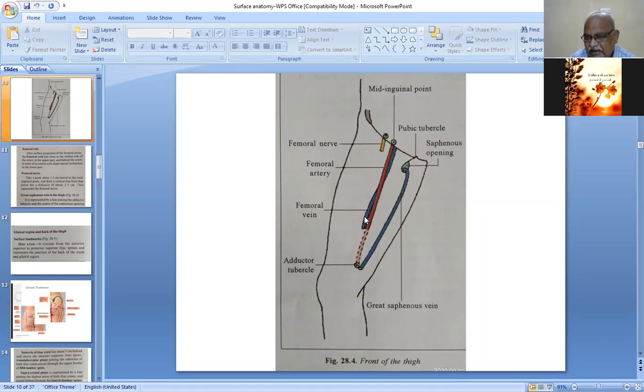How you have to write in the examination: a dead body is kept there. The examiner will ask you to mark the surface anatomy of the femoral artery. Then you identify the mid-inguinal point, then the adductor tubercle, then connect both by a line, and that is the femoral artery. If asked for the femoral vein, you go to the medial aspect of the femoral artery, then behind the femoral artery, then with slight lateral inclination in the lower part, to the lateral side of the femoral artery. That is the femoral vein. This is the method of writing in the examination.